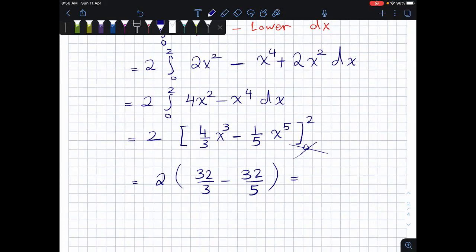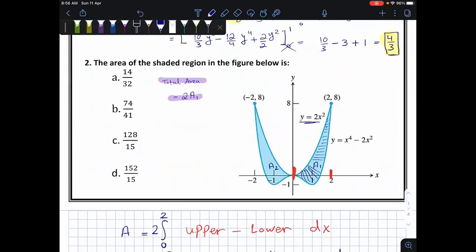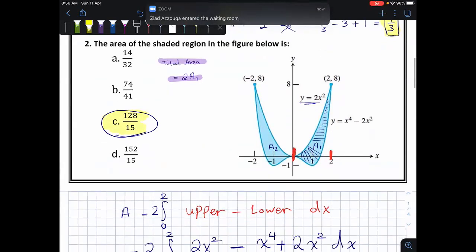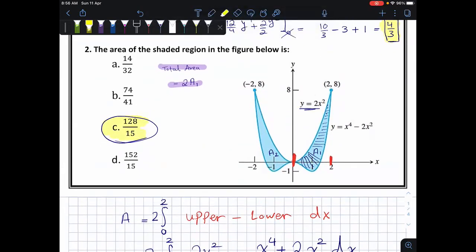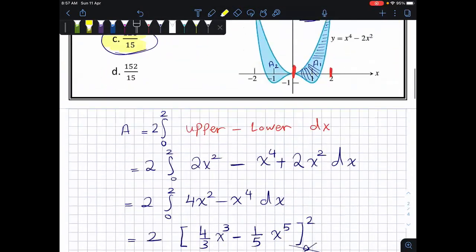And multiply your answer by 2. Gives you the total area. So we only multiply one of the areas here, the area on the right, and by 2 gives your answer, which will be 128 over 50. So you can multiply any one of them by 2, either 2 times A1 or 2 times A2, and it gives the total area. Any question? Your answer here is C.